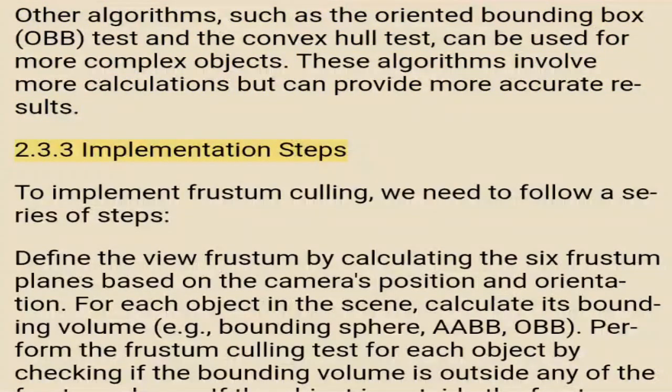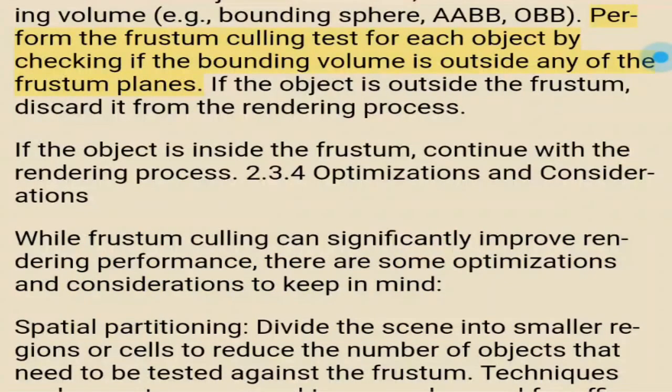2.3.3 Implementation steps. To implement frustum culling, we need to follow a series of steps. Define the view frustum by calculating the 6 frustum planes based on the camera's position and orientation. For each object in the scene, calculate its bounding volume, e.g., bounding sphere, AABB, OBB. Perform the frustum culling test for each object by checking if the bounding volume is outside any of the frustum planes. If the object is outside the frustum, discard it from the rendering process. If the object is inside the frustum, continue with the rendering process.